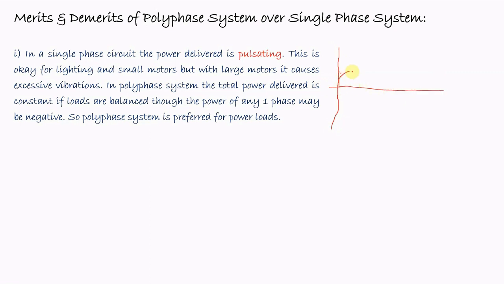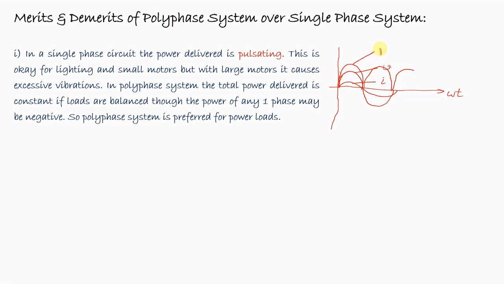So the voltage waveform is a sinusoidal waveform with respect to the time, and for a purely resistive circuit the current waveform is also the same. So here it is the voltage and here it is the current. So if we want to find the power waveform, then the product of voltage and current will give us the power. So we'll get this type of waveform for the power.